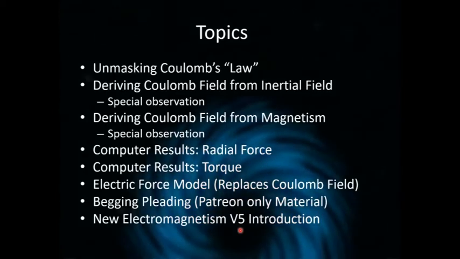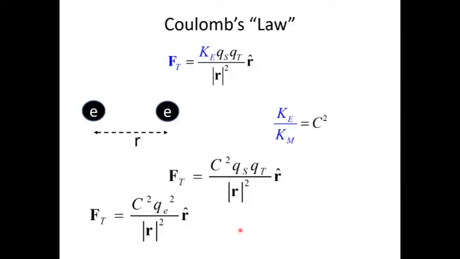So let's begin by unmasking Coulomb's law. Now they call it a law. It's not really a law. It's an empirical model. You can tell by this arbitrary constant of relation here, all this blue gunk. And what I've said in the past is that to see Mother Nature in her true raw form, you've got to get rid of the blue gunk. And we get rid of the blue gunk by dividing both sides of the equation by Km.